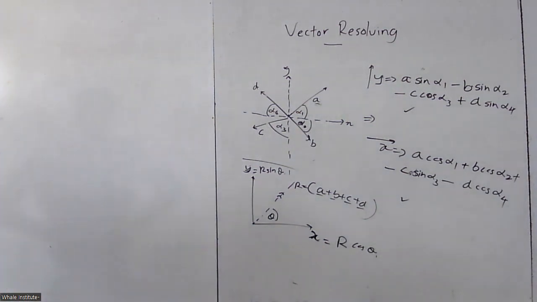So we can find the resultant of a vector system by resolving all the vectors towards x and y directions, and getting the resultant using the x and y components.